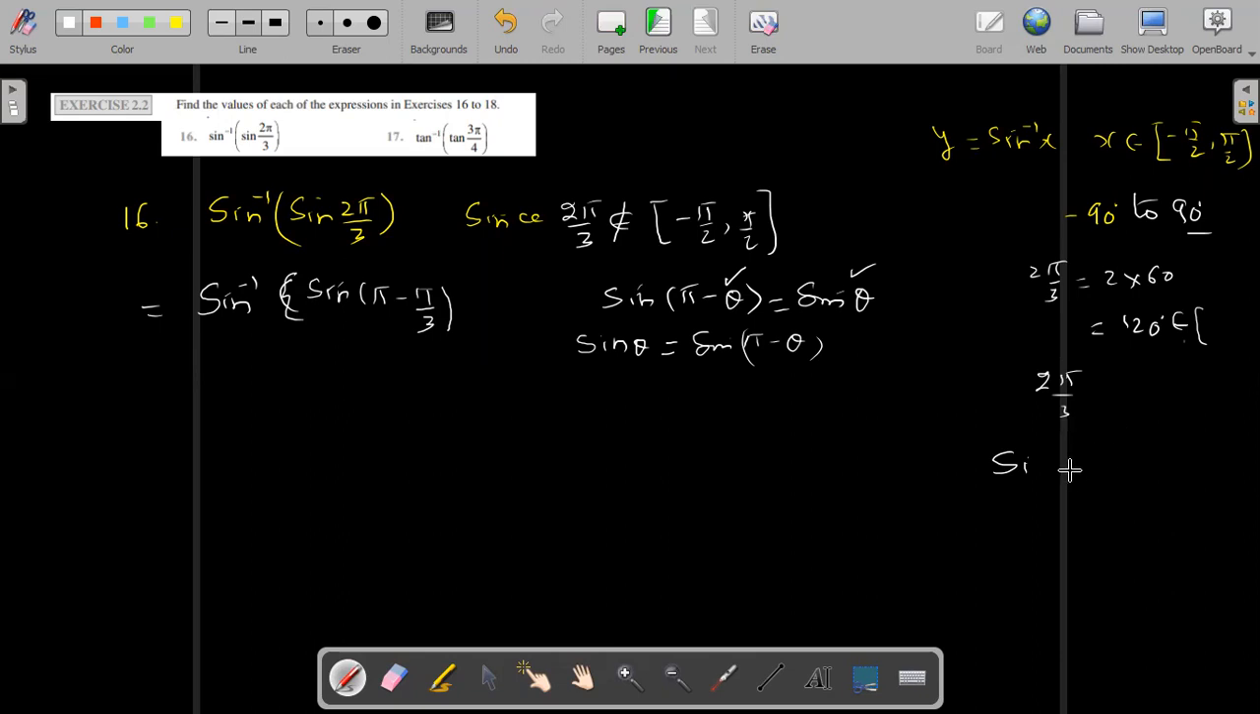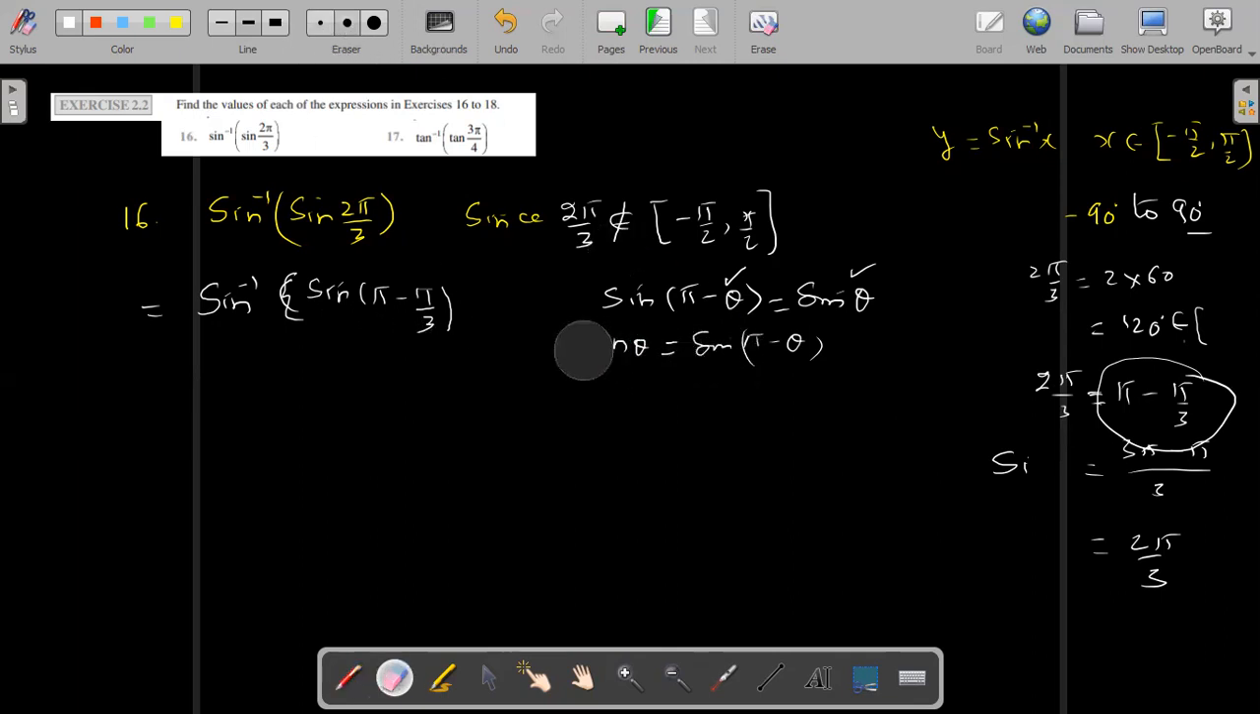Pi minus pi by 3. 2 pi by 3 can be written as pi minus pi by 3, because if you take pi minus 2 pi by 3 and solve this, with 3 as the LCM, 3 pi minus pi is equal to 2 pi by 3. So 2 pi by 3 is converted into pi minus pi by 3.